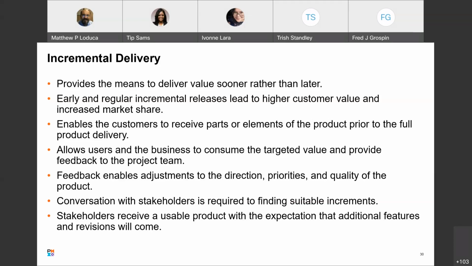The stakeholder receives a usable product with the expectation that additional features and revisions will come. So we give them something that they can use. It's not perfect. It's not exactly what we want. It's not the end product, but it's usable. It has usable features that they can take advantage of. That's incremental delivery. Any questions on this?